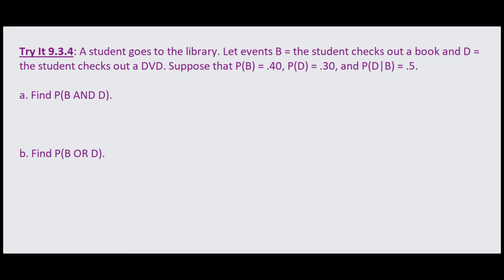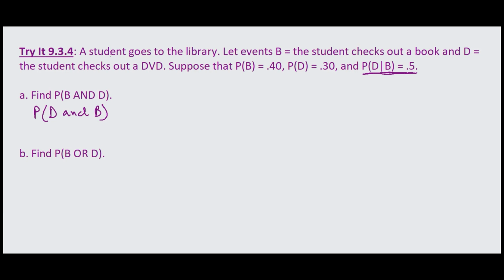We're first asked to find the probability of B and D. What's the probability of checking out a book and checking out a DVD? We're going to change things around just a little bit in order to use this tidbit of given information at the end: probability of D given B, the probability of checking out a DVD given that the student has checked out a book. In order to utilize that, we're going to say probability of D and B instead of probability of B and D. Means the exact same thing.